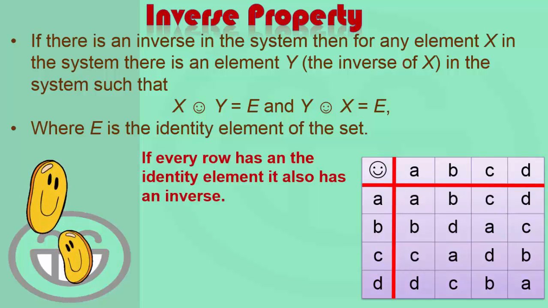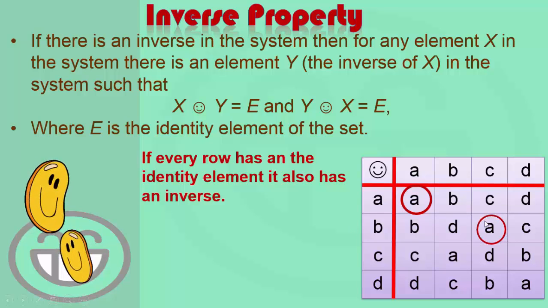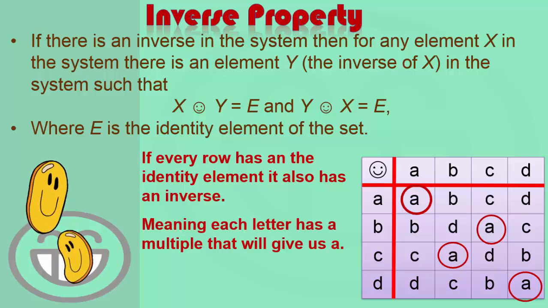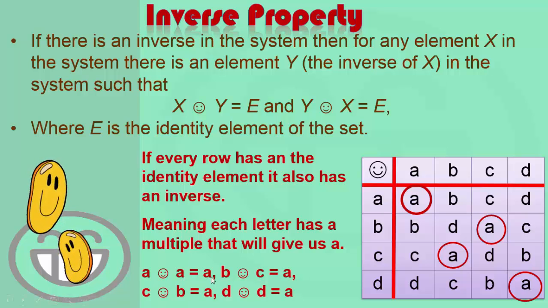If every row has the identity element, it also has an inverse. So here we have the identity element in the first row. Here we have the identity element in the second row. Here we have the identity element in the third row. And here we have the identity element in the fourth row, meaning each letter has a multiple that gives us A. So in this case, A ☺ A gives us A, and here we do that intersection. B ☺ C gives us A. That's where they intersect to give us A. C ☺ B gives us A. And finally, D ☺ D, and there they intersect at A.